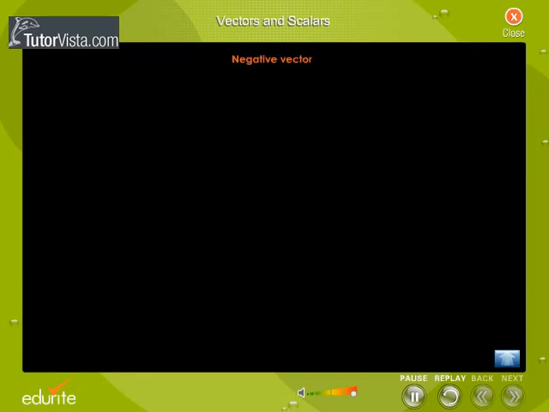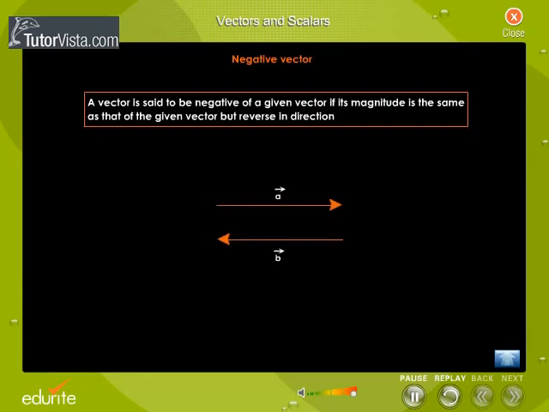Negative vector. A vector is said to be negative of a given vector if its magnitude is the same as that of the given vector, but reverse in direction. Vector B is the negative of vector A.